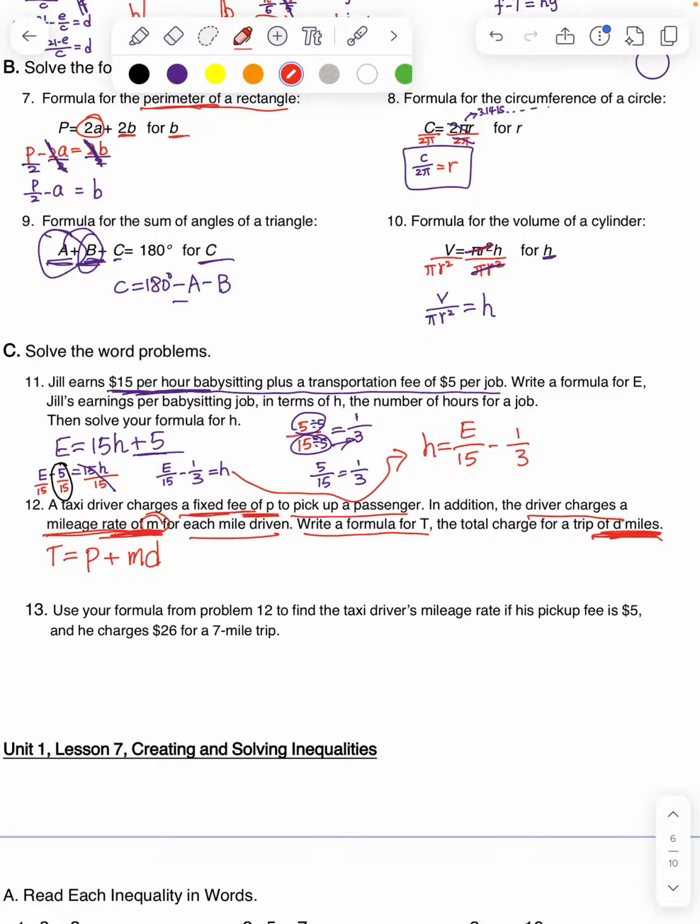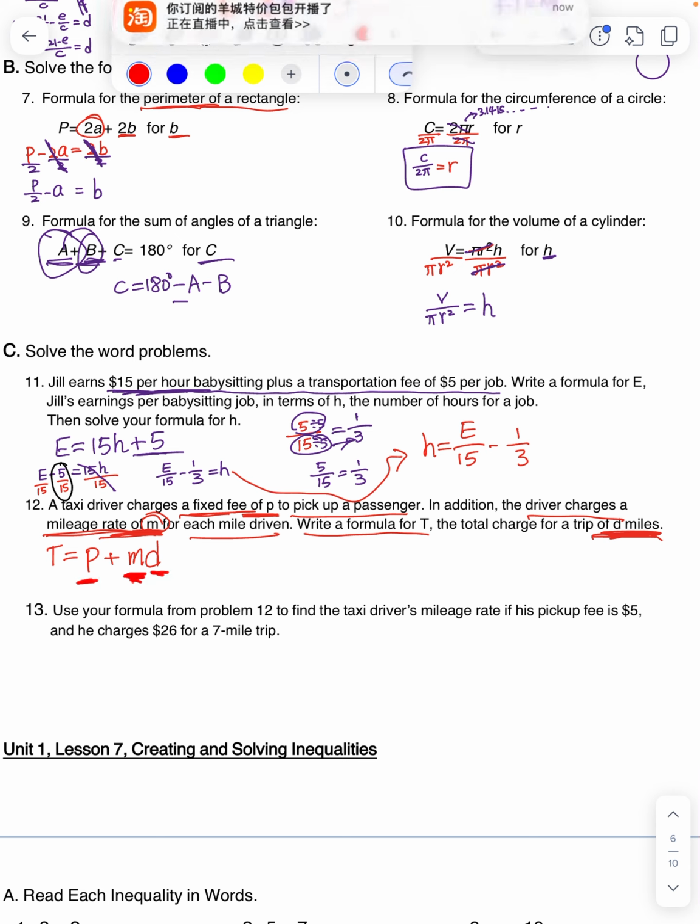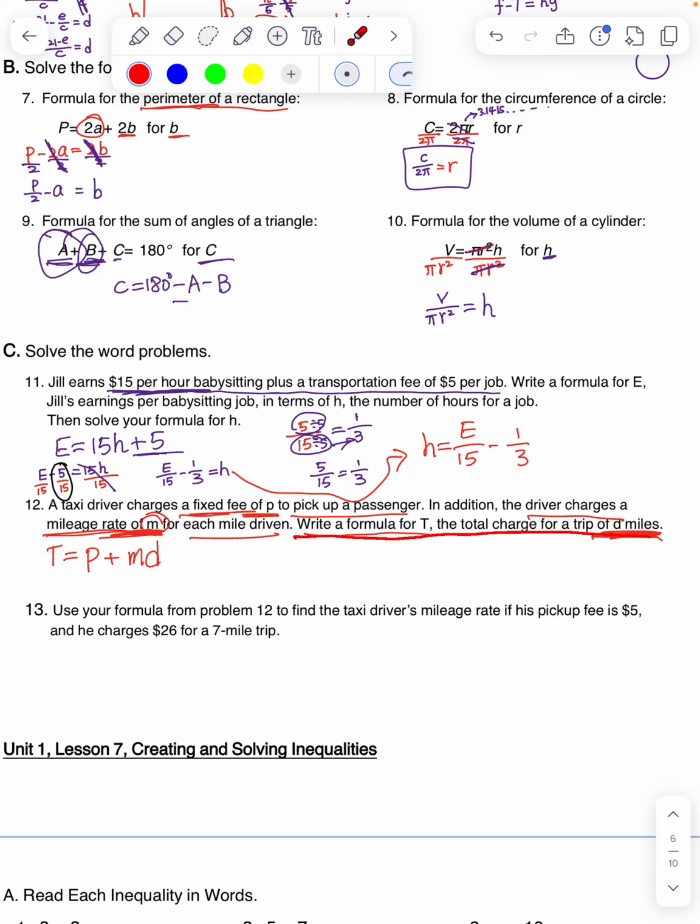Pickup fee plus how much for 1 mile, times how many miles. So you're going to write a formula for the total charge for a trip. Yeah, this is a formula. We don't have to solve anything. The question is write a formula for T. Yeah, so that's it.